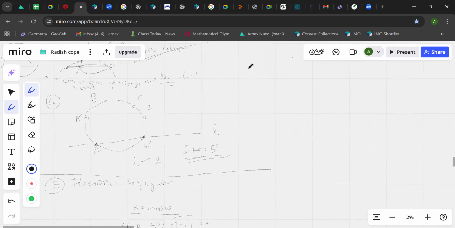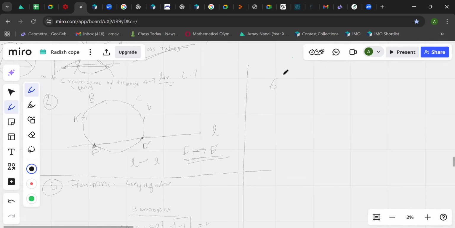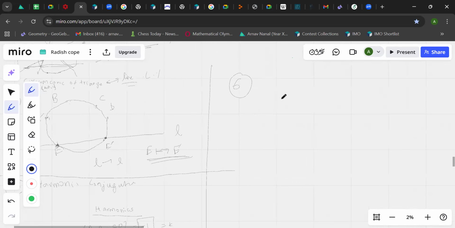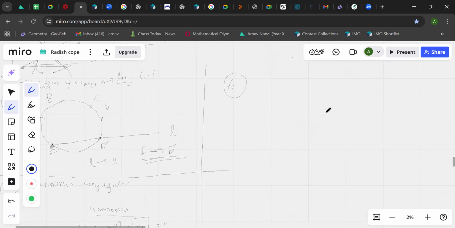So there's another projective map that we have, which is really interesting. If you have a conic and a point, I'll just draw a circle because it's just better. And a point not lying on the circle, maybe inside, maybe outside.